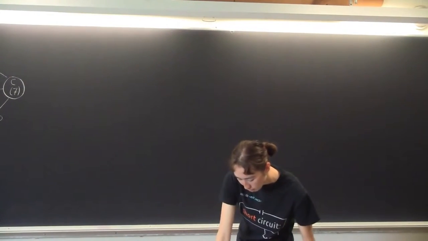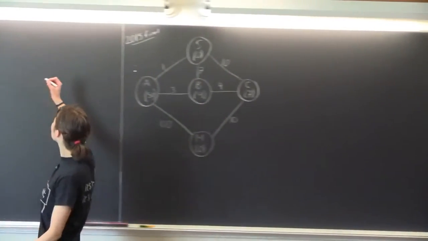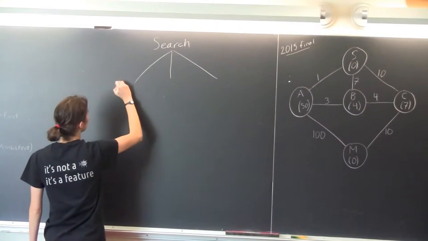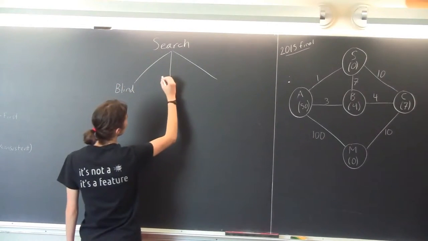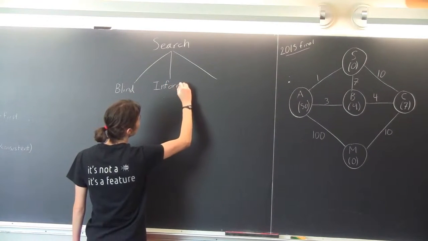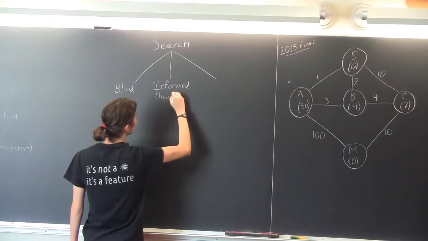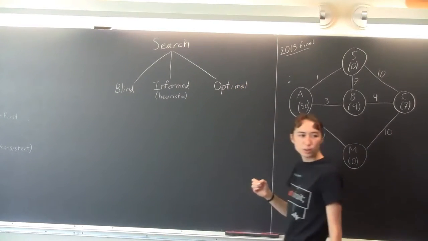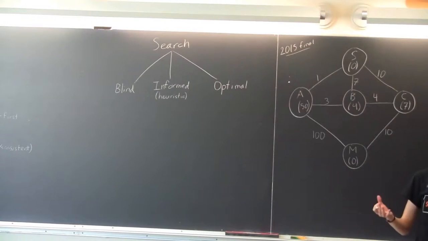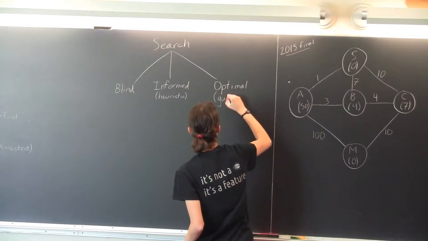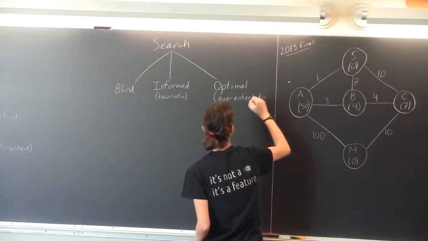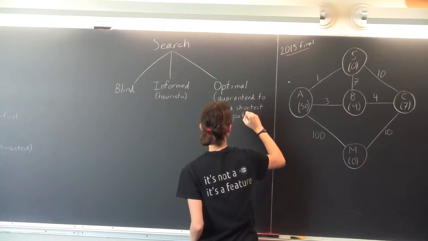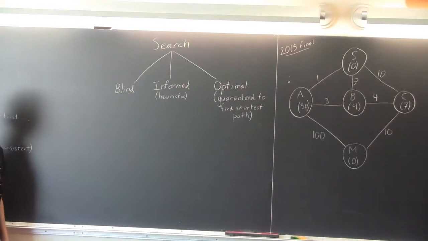So let's start by talking about search topics. There are three main categories of search. There's blind search. There's informed search, which is the guaranteed to find the shortest path. So what kind of blind searches are there?